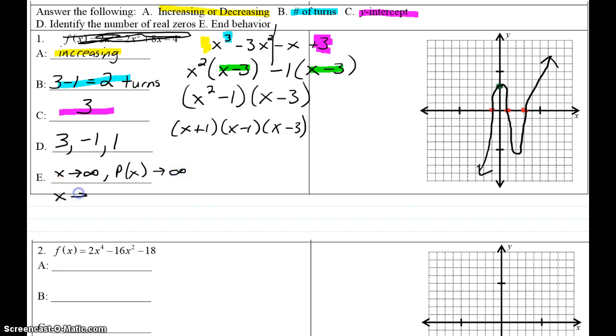As x goes to negative infinity, what's our function doing? What's our polynomial doing? As we go to the left, our graph is going down. So we would say negative infinity. If you want to use the other notation, as our graph goes to the left, it goes down. As our graph goes to the right, it goes up.